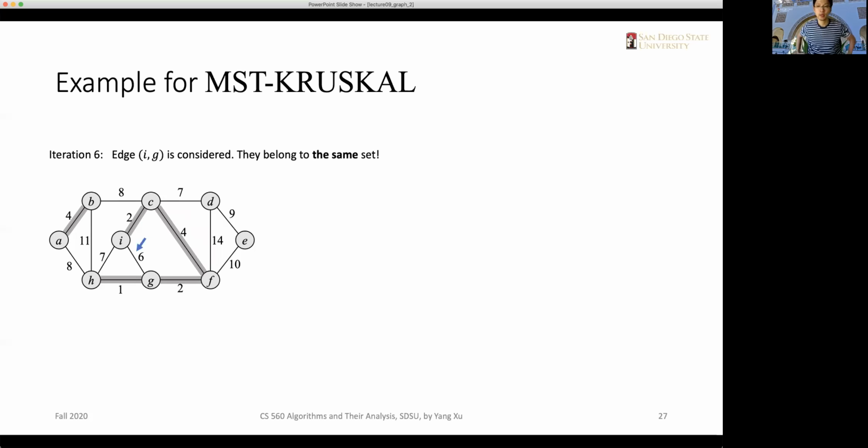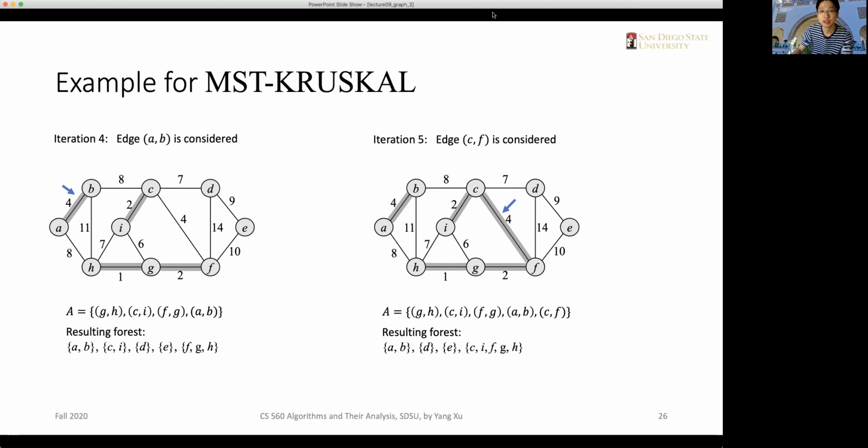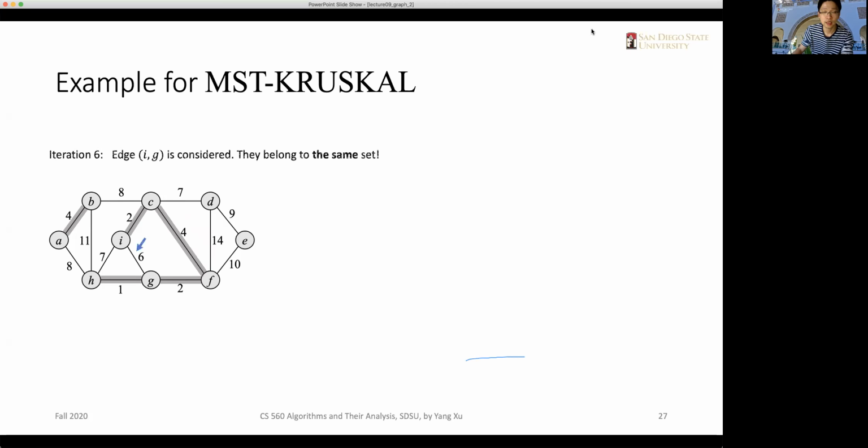Okay, but this time we will find that the if condition is not satisfied because the find set on I and the find set on G will return the same set. They are already in the same set, right? If you look at the example here, C, I, F, G, H, they are already in the same set. They are already connected. So there's no need to add this edge, IG, to the minimum spanning tree. It will cause a loop, it will cause a cycle. So IG is not added to A.